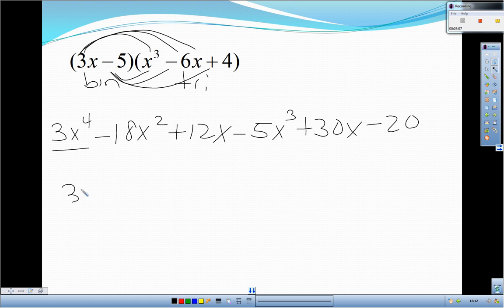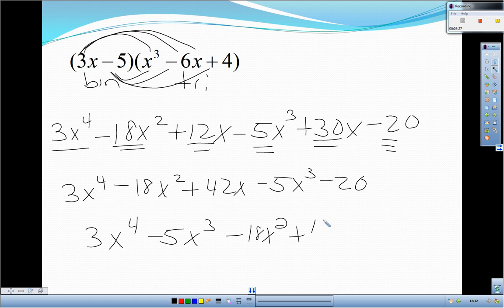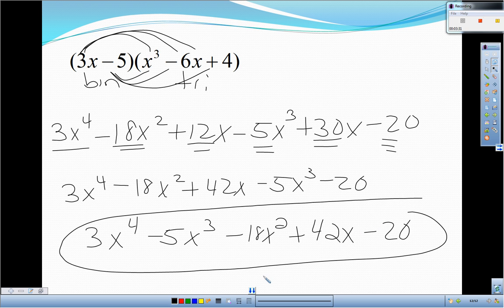Combine your like terms. There's nothing to combine with the 3x to the fourth. There's nothing to combine with the negative 18x squared. I've got 12x plus 30x, so that would be 42x. And there's nothing to combine with the negative 5x cubed, nor with the negative 20. Put this in descending order, so I'm going to get 3x to the fourth minus 5x to the third minus 18x squared plus 42x minus 20. So there is my polynomial, and it's a degree 4, so it's a quartic polynomial. Alright, let's take a look at one more example.